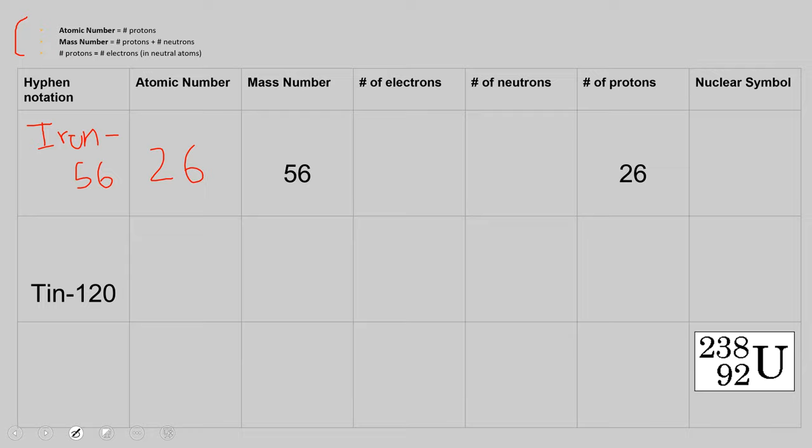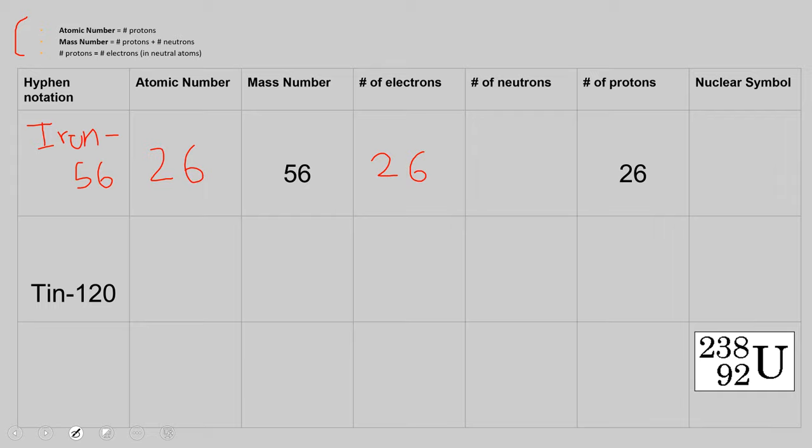All right, so we've got the hyphen notation done and we've got the atomic number done. 2 boxes are complete with the 2 boxes that are given to us. So let's continue towards the right. Number of electrons. We can easily figure this out because so far we've only dealt with neutral atoms, and because of that, we know that the number of electrons is always equal to the number of protons in a neutral atom because we want them to have 0 charge. They cancel each other out.